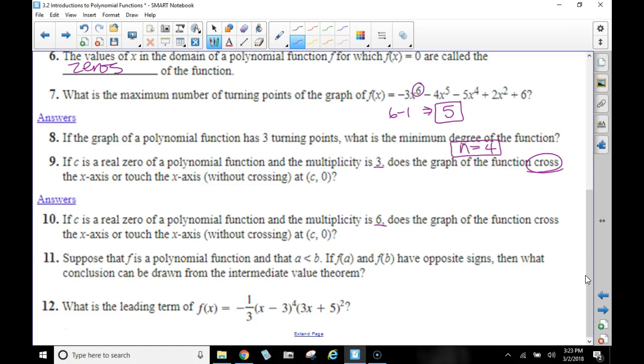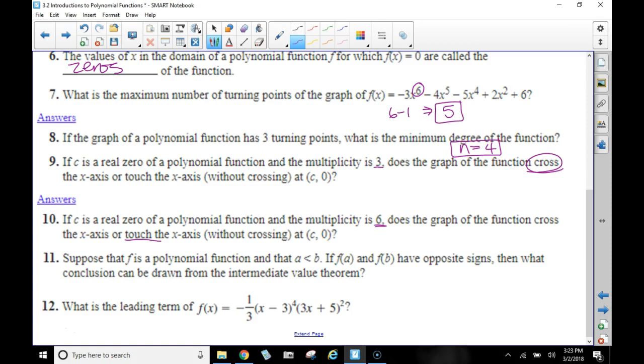It says if C is a real zero of a polynomial function and the multiplicity is 6 and even, does the graph cross or touch the x-axis without crossing? It just touches the x-axis without crossing.